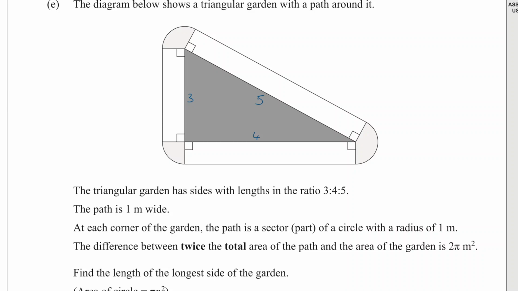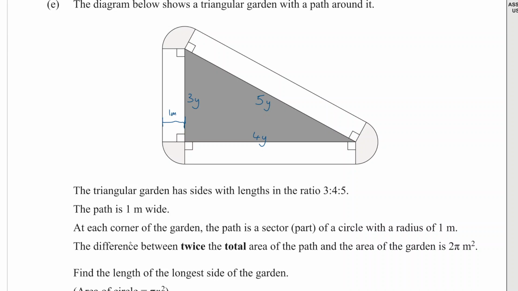So let's introduce some variable, let's call it y. And so these are in a ratio of 3, 4, 5, but their length is unknown. Right? It could be really long, could be really short, we don't know. We do know that the path is 1 meter wide. So, I mean, if this diagram was to scale, we could say that this length is about 5 or 6 meters. But it might not be.